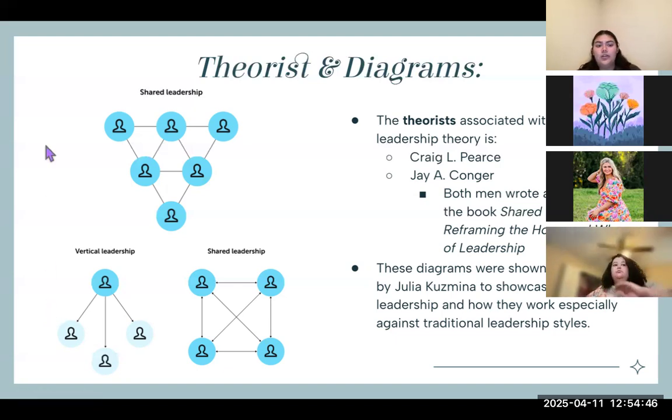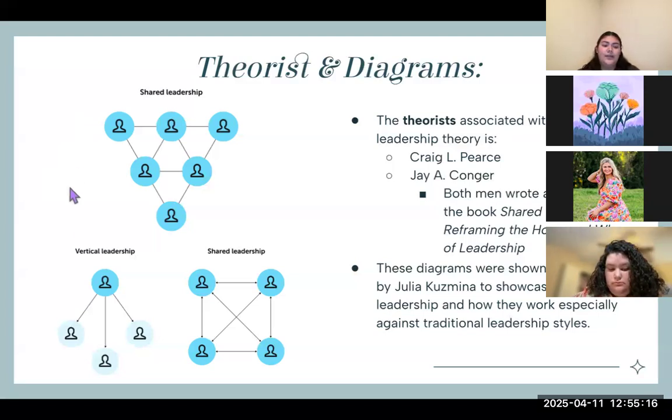So I found an article written by Julia Kuzmina who shared these diagrams on what she believes shared leadership to be after reading the book and experiencing it for herself in her life. The first diagram is her interpretation of shared leadership, how it's a group of people at the top rather than just one person controlling the environment.